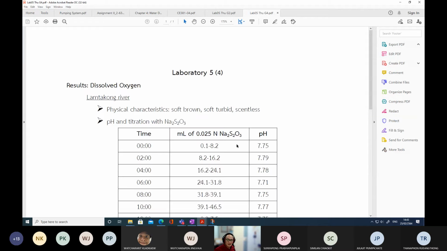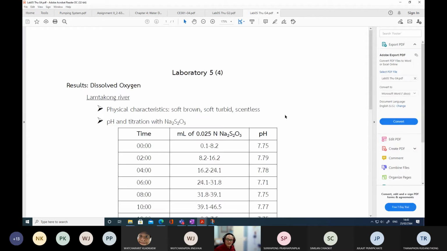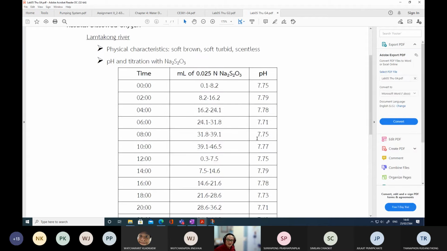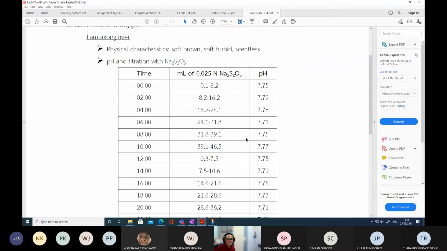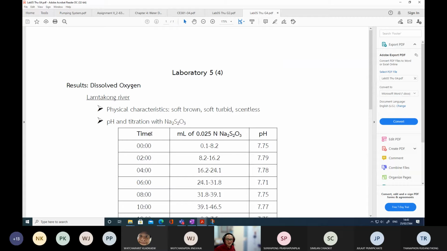What about other versions of the results? Okay, it's also the same. So you may have to plot the results obtained from the titrations. This one is the measurements of the dissolved oxygens from the river.